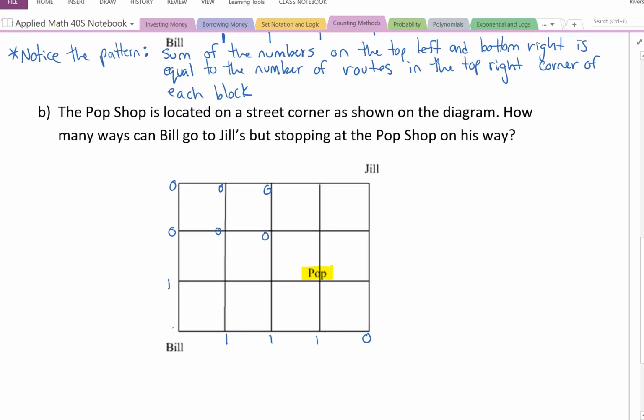So following the same pattern we did in the previous, 1 and 1 here gives me 2, 2 and 1 is 3, 3 and 1 is 4. I've gotten to the pop shop 4 different ways, but I want to get past there to Jill's. 0 and 4 is 4. Same up here, this is a 0, not a 6. 4 and 0 here is 4. We've got 8. 8 and 4 is 12.